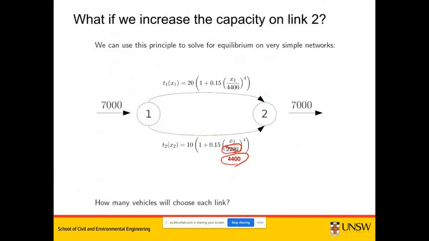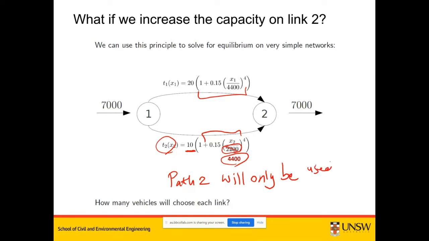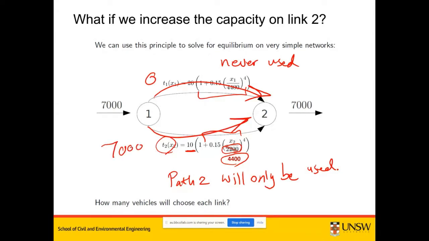you can see the reason path 2 is being selected is because this number is smaller. The rest is the same. So only path 2 will be used. Path 1, which was this one, will never be used by anybody. So this one would be 0, and this one would be 7,000.